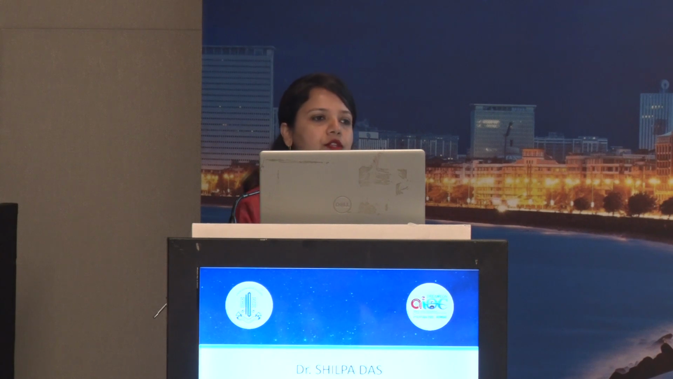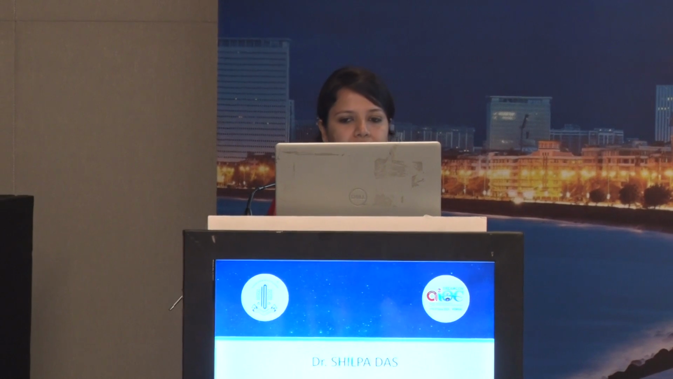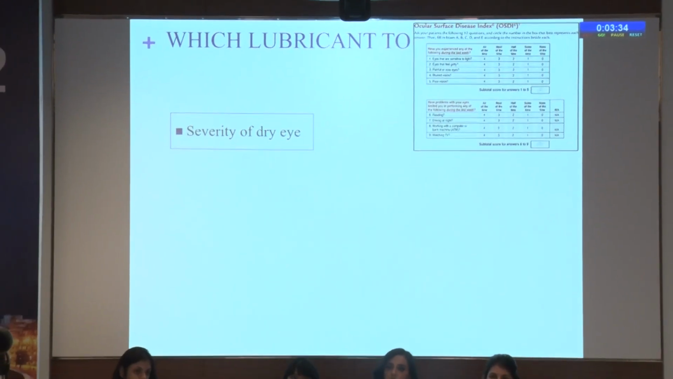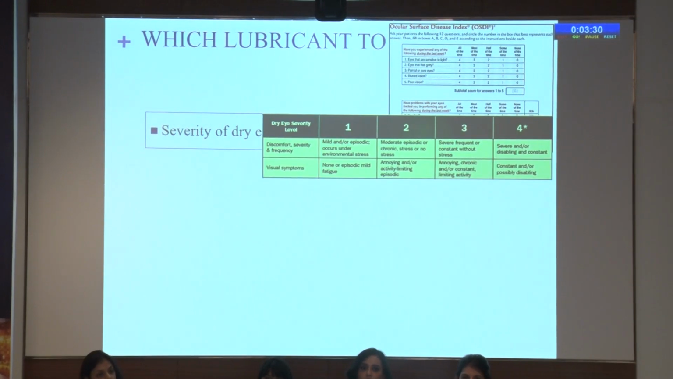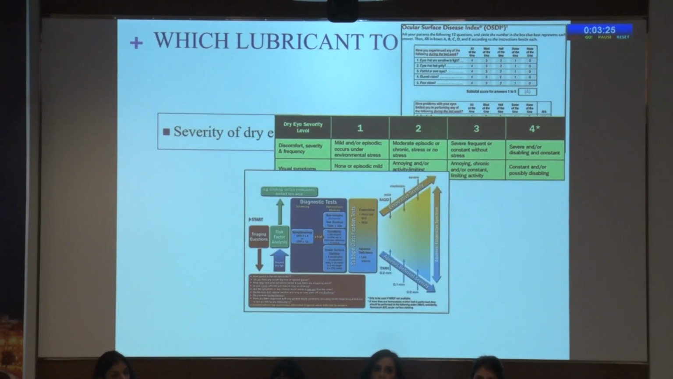So which lubricant do I choose in my clinic? I have to decide the type of lubricant to use and the frequency for the patient. So for this I depend on many factors like the severity of dry eye, the kind of dry eye, tolerance to preservatives, cost factor and lifestyle of the patient. Severity of dry eye we determine through many ways. First is the Ocular Surface Disease Index or other questionnaires like the dry eye questionnaire, SPEED questionnaire. Symptoms of the patient we can classify from grade 1 to grade 4.